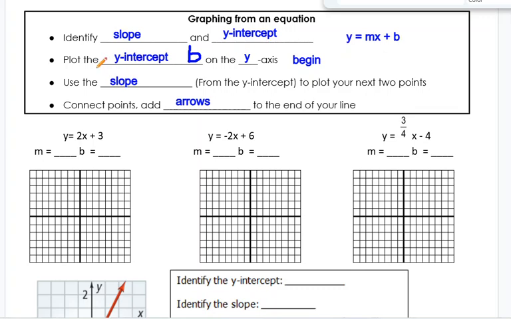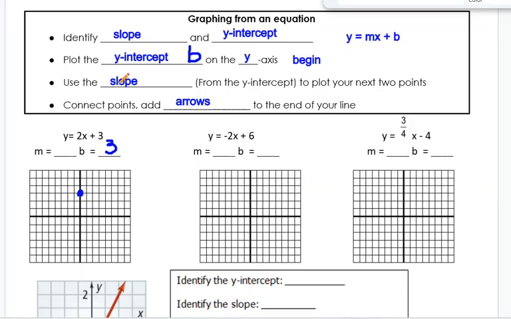So first, you want to plot your y-intercept on the y-axis. Remember, your y-intercept is the b, and the way I remember this is the b is the y-intercept, that's where you begin. So let's look at this one here. I have y equals 2x plus 3. This plus 3 is my b. That's where I'm going to begin. So I'm going to begin my graph on 3 on my y, and I'm going to put a dot. That's going to be my first dot.